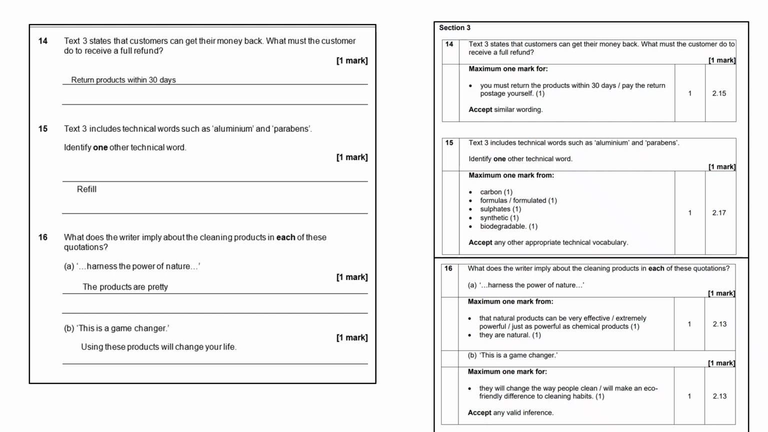So this question requires the learner to locate the meaning of words using a dictionary or another resource, for example, a glossary or footnote. Here, the learner must refer to the footnote to state what customers need to do to receive a full refund. And the answer is either return the products within 30 days or pay the return postage.